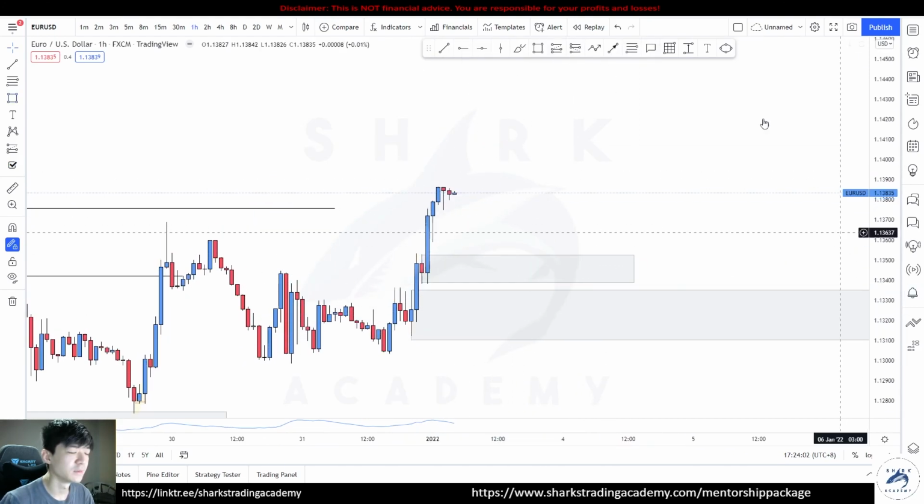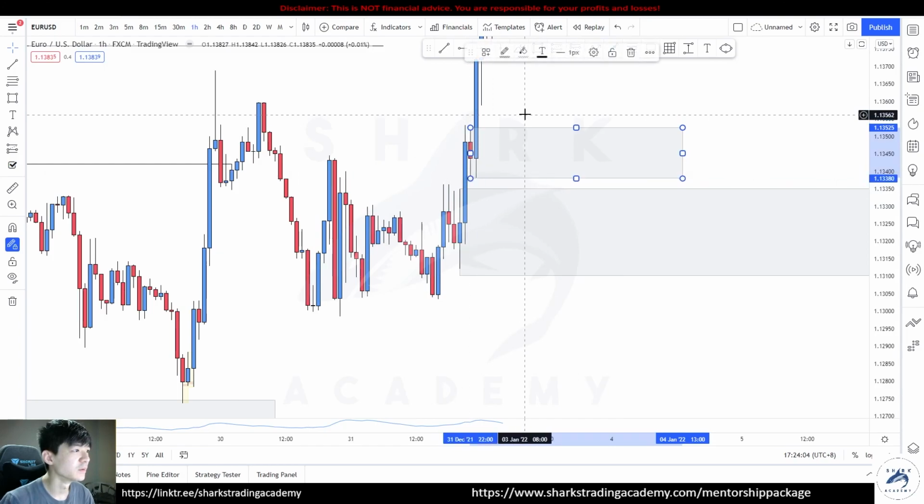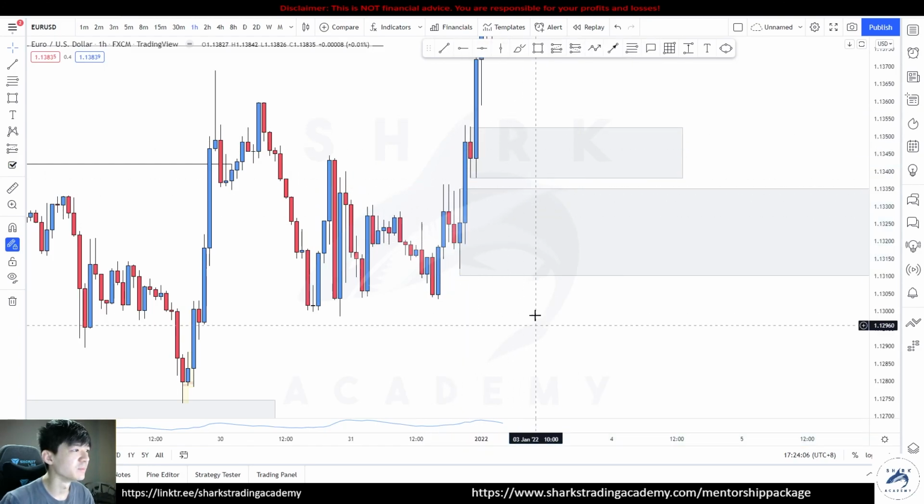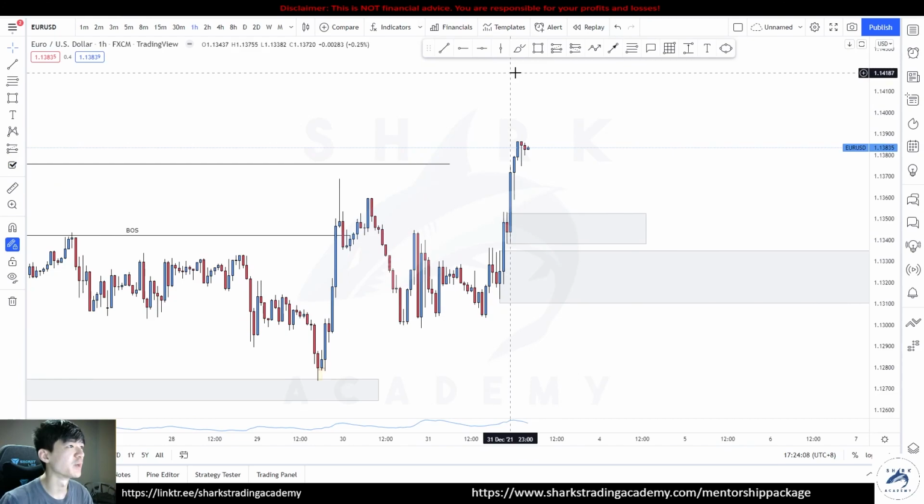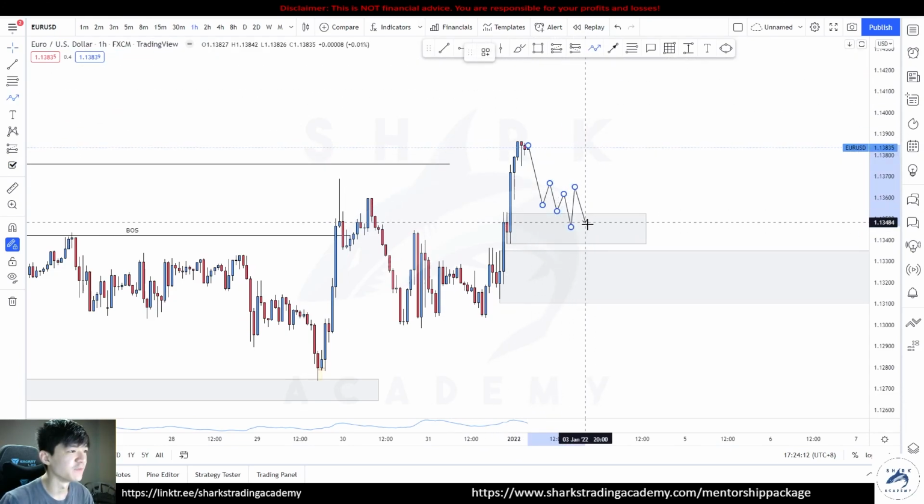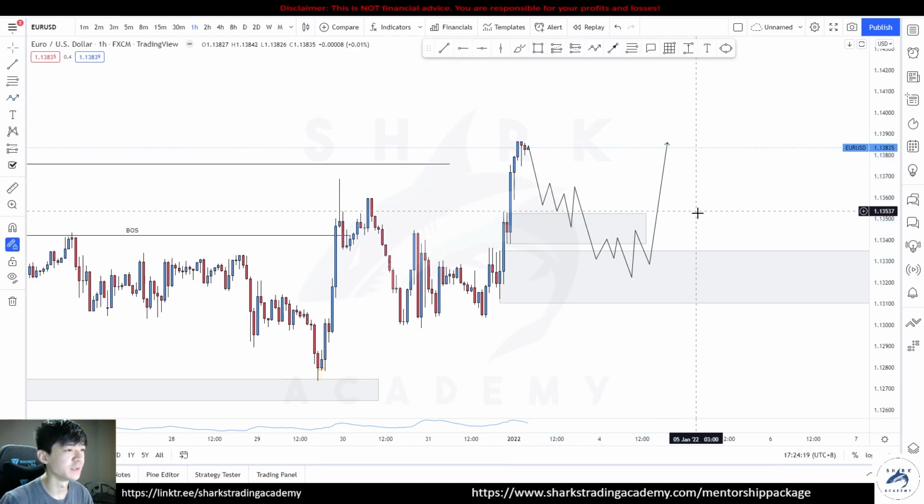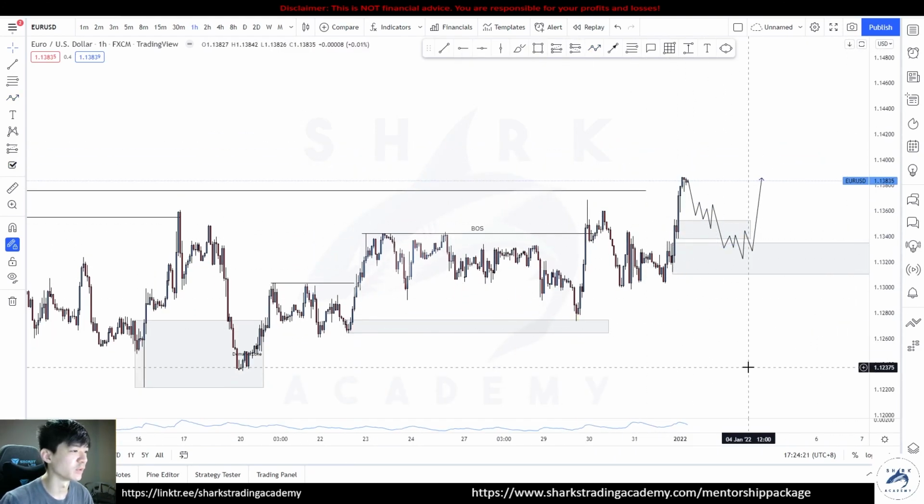This demand over here before this larger demand may be used as inducement, right? So prices can come back down, give you a false shift before going down lower, grabbing this liquidity in terms of lows and trend lines before the real shift happens. So this is what we are looking for, and this is where we are looking to trade from.